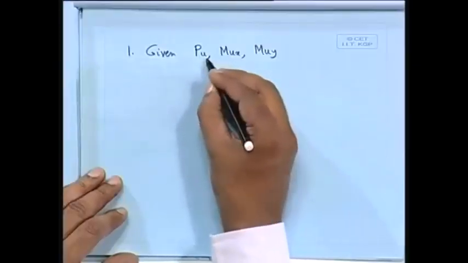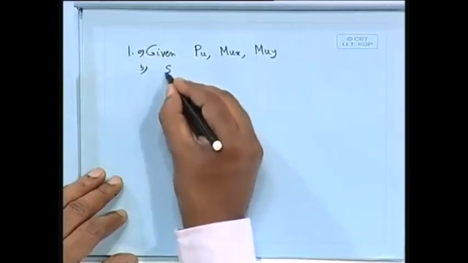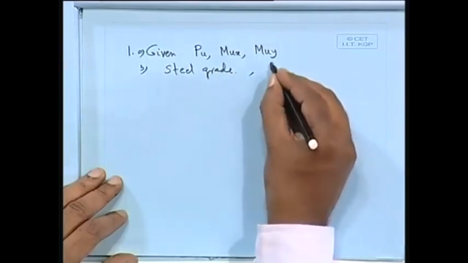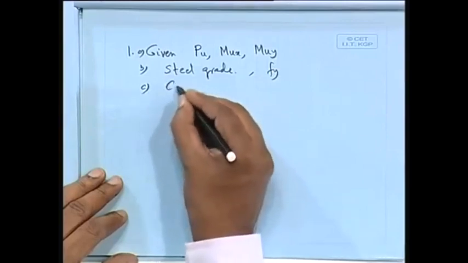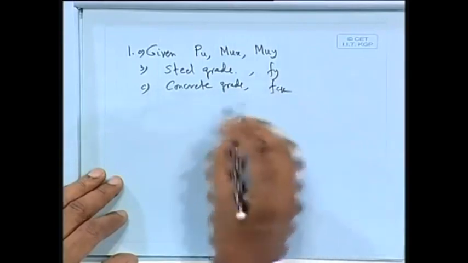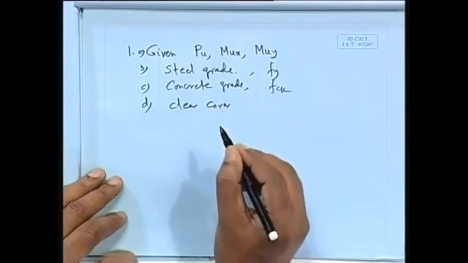So, Mux, Muy, all those things, whatever way it is coming, we are taking as the final form. But when you do the actual analysis for a particular structure, there you have to take care of self weight, lot of other things, load calculation. Anyway, so let us take Pu, Mux, Muy, that is given, steel grade specified by Fy, concrete grade specified by fck, clear cover that is also specified.